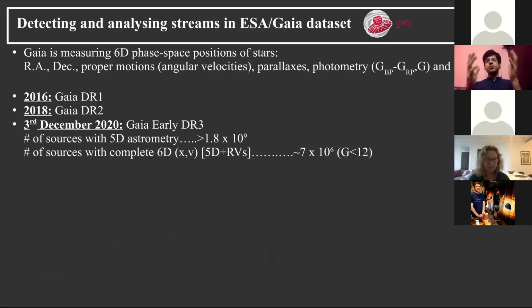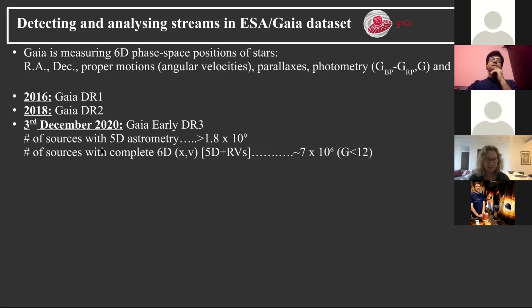Right, so of course, one of the best ways to detect those streams is in the Gaia dataset. So I'll just talk a bit about the Gaia survey now. Gaia is measuring 6D phase space positions of stars. It measures positions, proper motions, which are basically angular velocities, parallaxes, which can be translated into distances, and also photometry and radial velocities as well. The first data release was in 2016, the second one was in 2018, and the latest data release was on 3rd December 2020. That was Gaia early DR3.